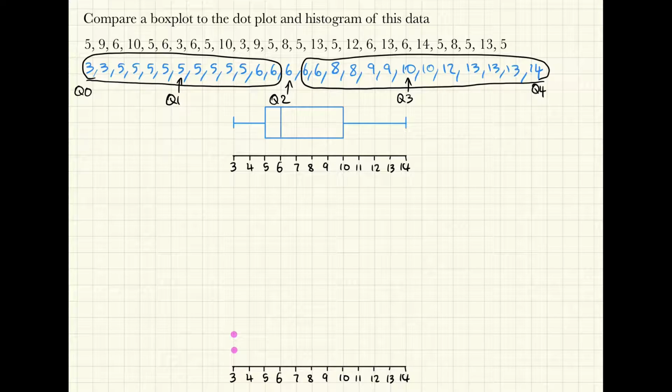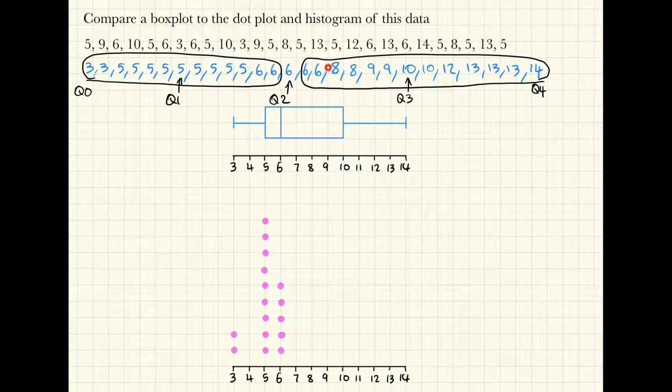All right, so now with 4, how many times did 4 occur? There were no 4s. See, it went from 3 to 5, so you ignore that and go to 5. 1, 2, 3, 4, 5, 6, 7, 8, 9. So I need 9 dots for 5. How many times did 6 occur? 1, 2, 3, 4, 5. 5 times.